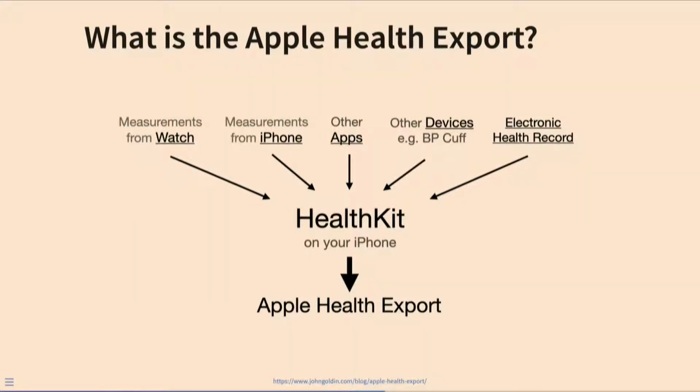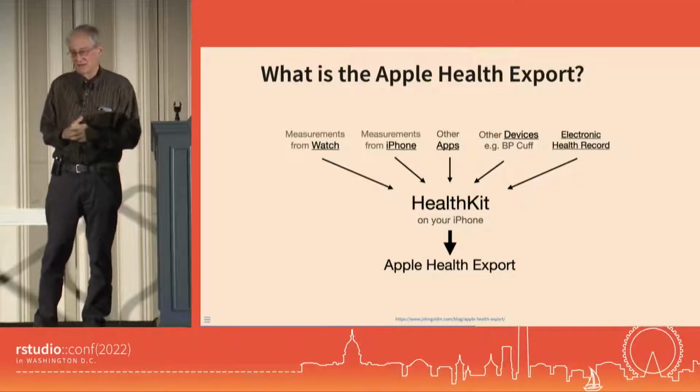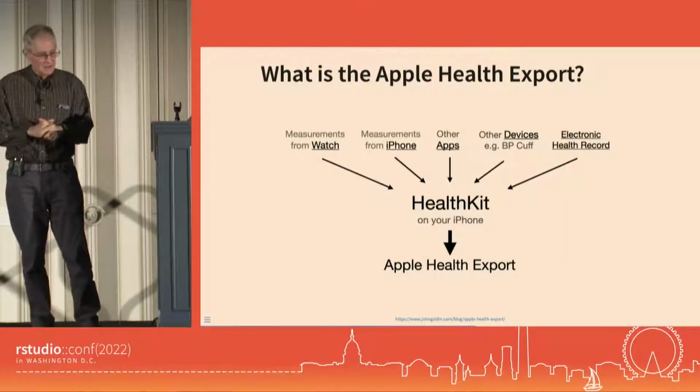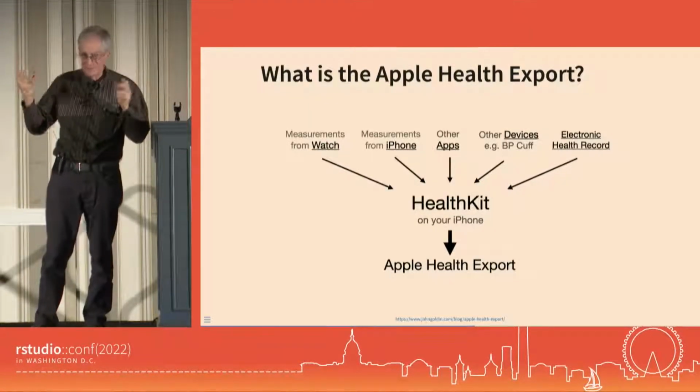And what's happening is measurements are being fed in from the watch, are being fed in from the phone. They're also coming in from other apps. For example, I have Lose It on my phone, which is a calorie counting app, which I have occasionally used. I have a blood pressure cuff, which has a Bluetooth connection to my phone. I also have it set up so it has a connection to my electronic health record, so it's all of the records from my doctor.